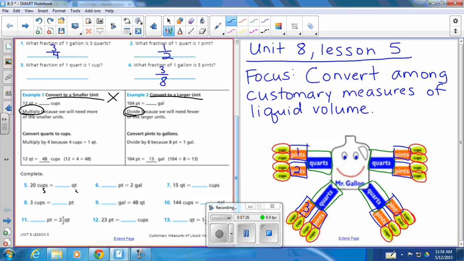There's 4 cups in every quart. So we need to take 20 and divide by 4 because every quart has 4 cups. What would be the quotient to that? 5. So 20 cups equals 5 quarts.